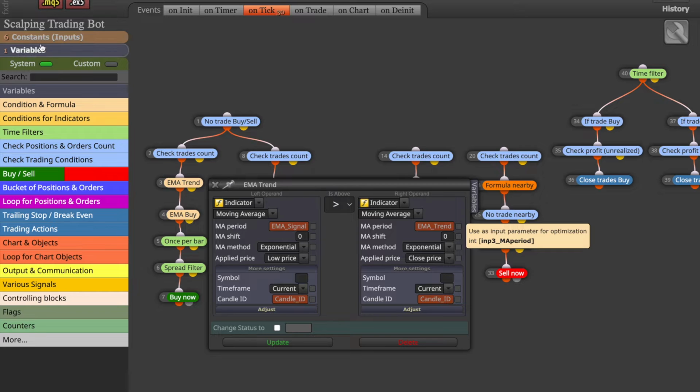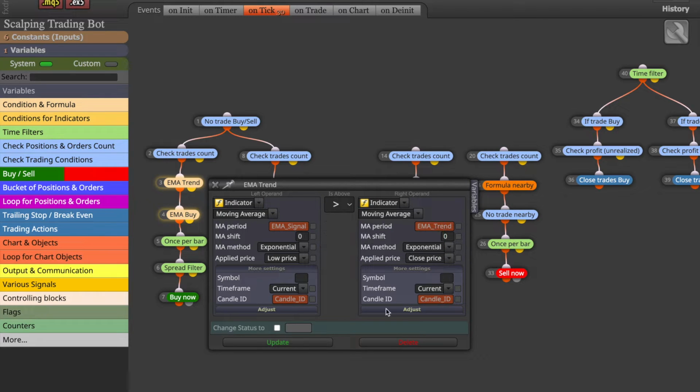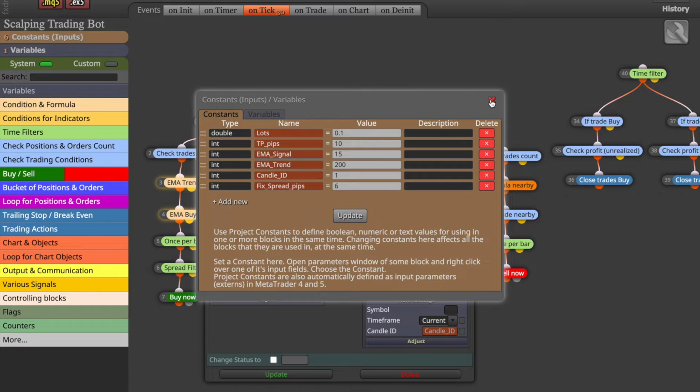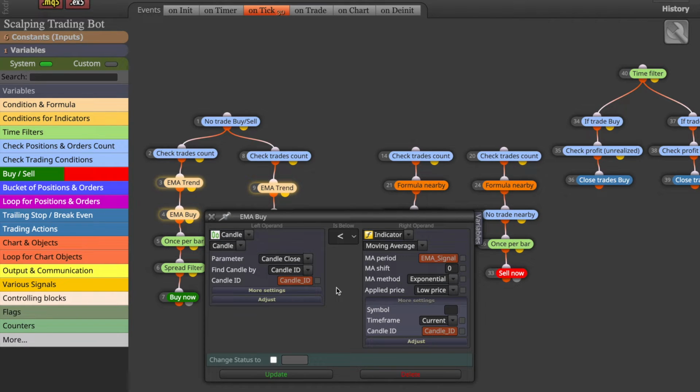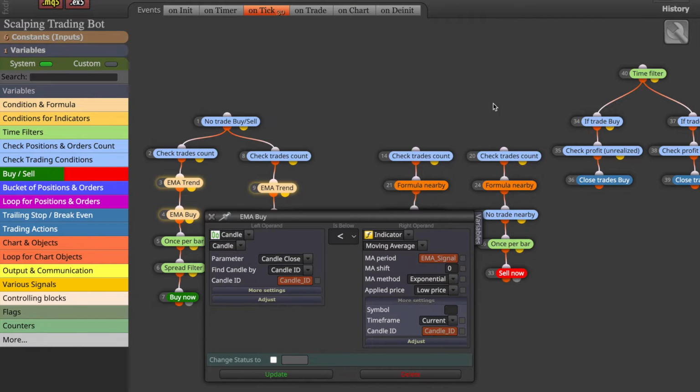So the EMA signal, let's quickly check: the fast exponential moving average has to be above the slower moving average, which is at the period of 200, both on the exponential level. As soon as this condition is met, the EMA signal, the fast exponential moving average, has to be above the candle close of the most recent candle. You can adjust it as well. Candle ID 1 is right here. As you like, you can also adjust it.